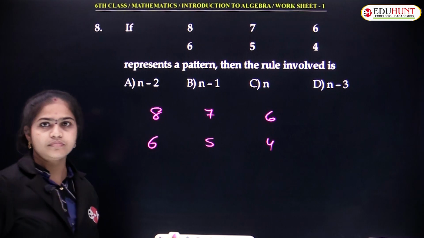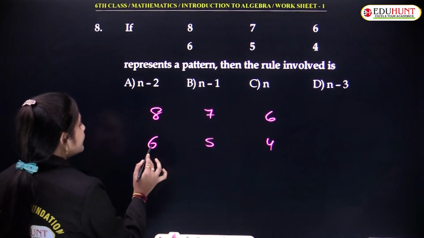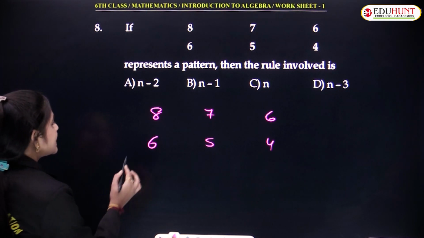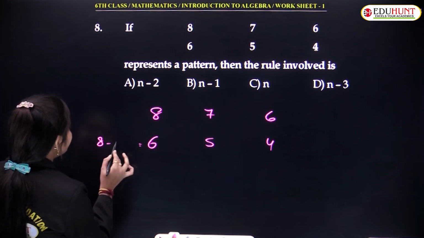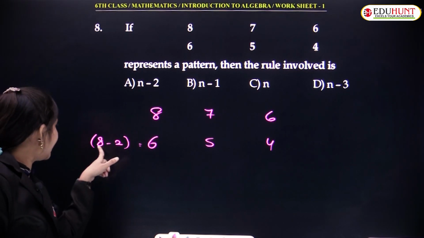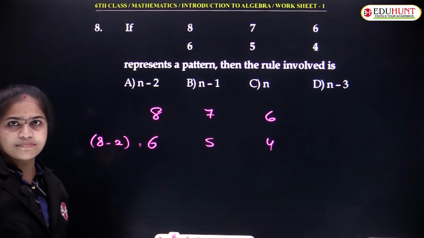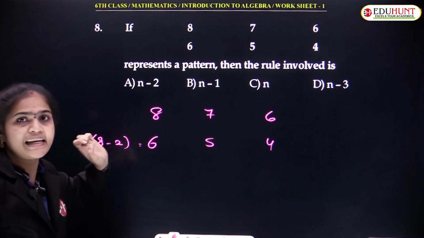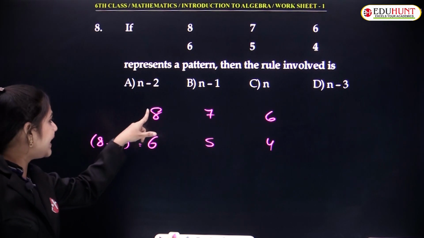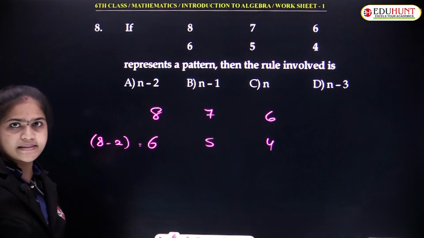867564. Now here the second number, first number and second number, just observe that the second number we can write it as 8 minus 2. Here 8 is there. 8 minus 2 is equal to 6. The difference between first and second numbers is 2 only, no? So 8 minus 2 is equal to 6.